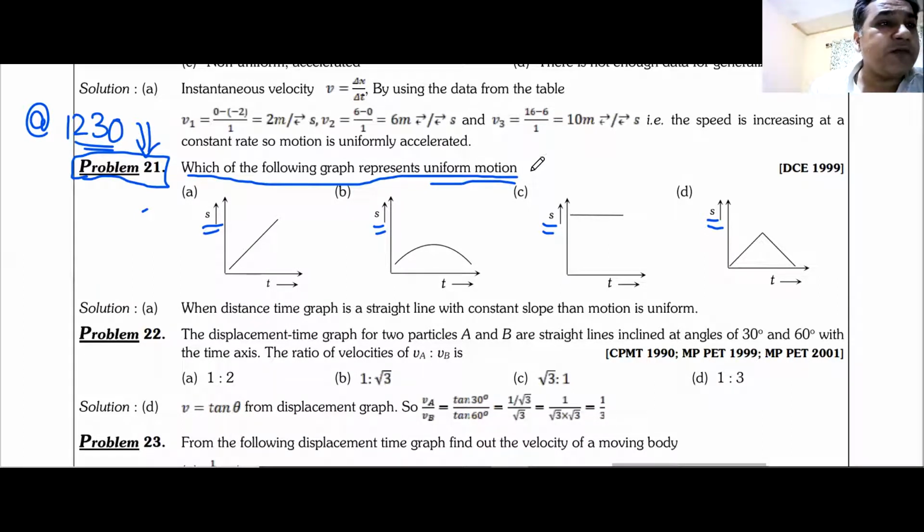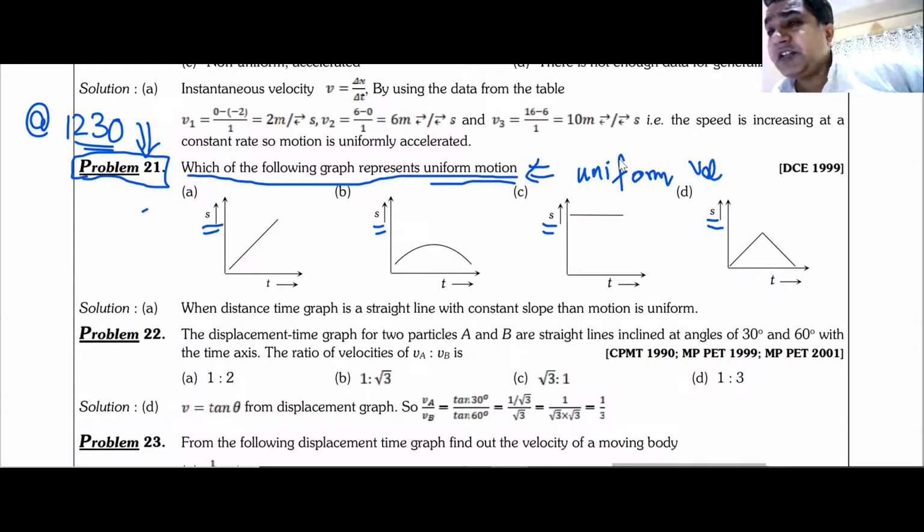When you talk about uniform motion, what is meant by uniform motion? We must know that uniform motion means motion with uniform velocity. I hope you understand this. Uniform motion means motion with uniform velocity. So which graph represents motion with uniform velocity? I'm waiting for your answer. Niharika gives an answer, and the answer is definitely A.